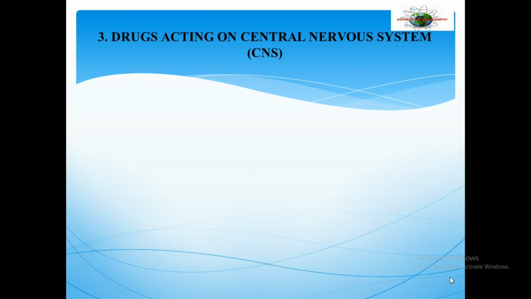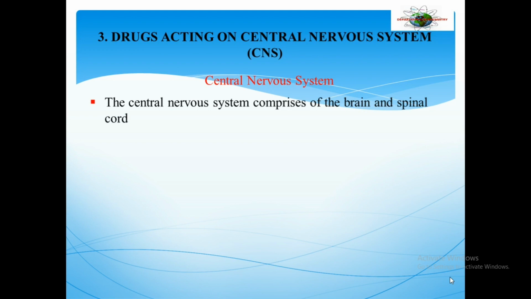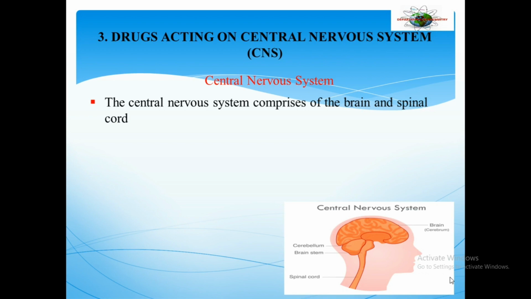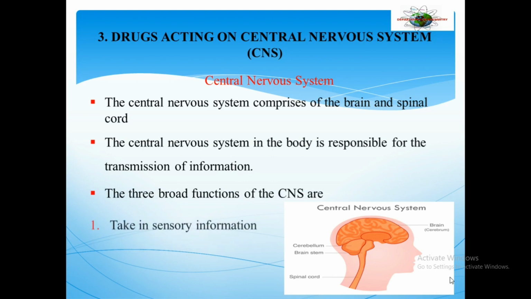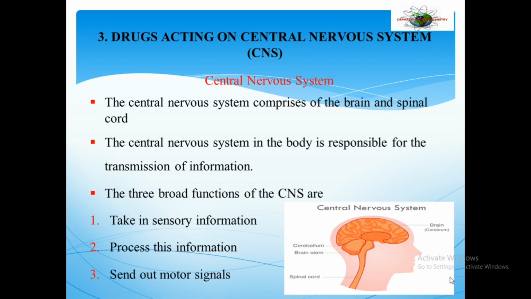The next topic in this chapter is drugs acting on central nervous system. Central nervous system. Simply we call it CNS. What is central nervous system? The central nervous system comprises the brain and spinal cord. The major anatomical parts of central nervous system are brain, cerebellum, brainstem, and spinal cord. The central nervous system in the body is responsible for the transmission of information. The three broad functions of the CNS are take in sensory information, process this information, and send out motor signals.